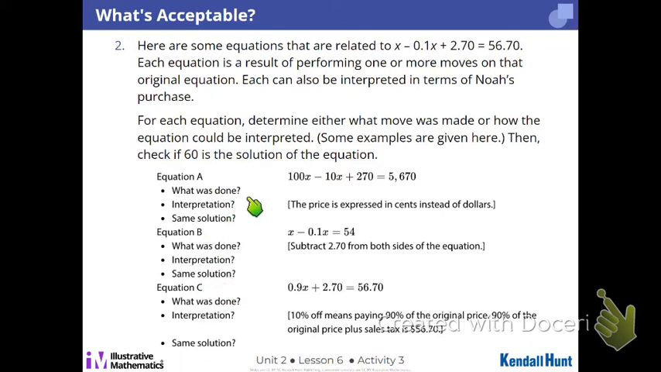So, all three of these situations, there's 3 parts. What was done to it? What does that mean in context? And does it change the answer? And you're going to be given one of those. So, for example, let's do this first one together. The price is expressed in cents instead of dollars.